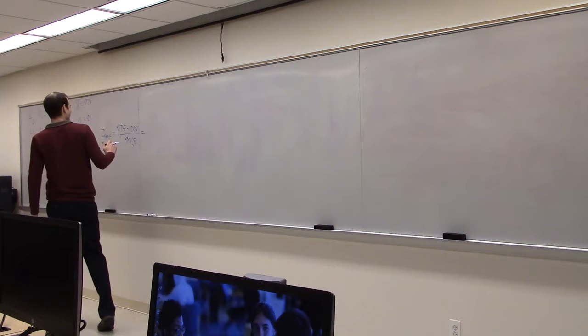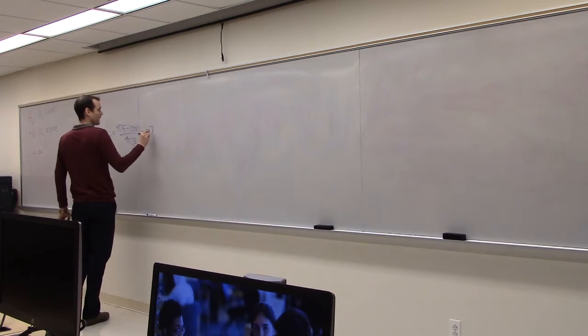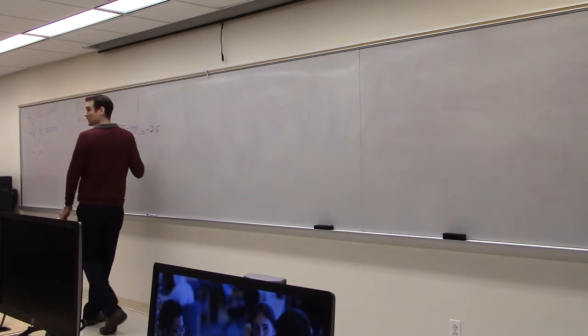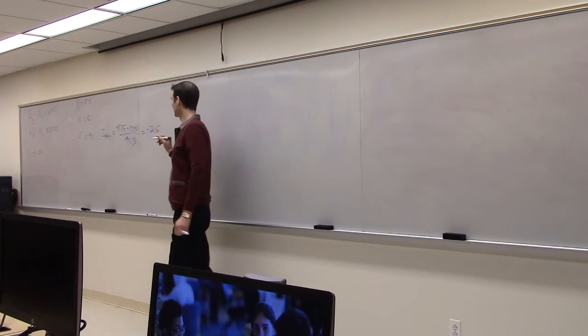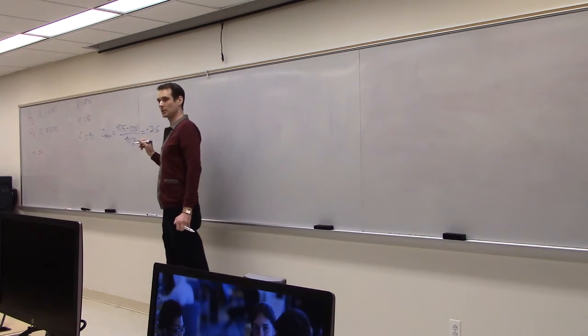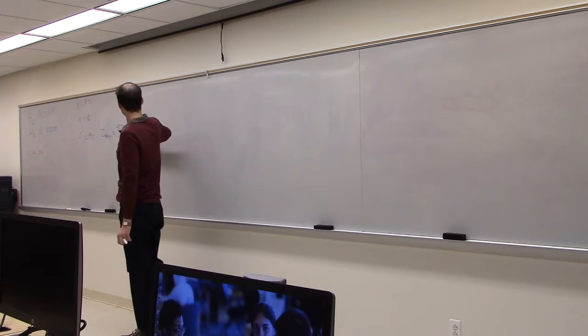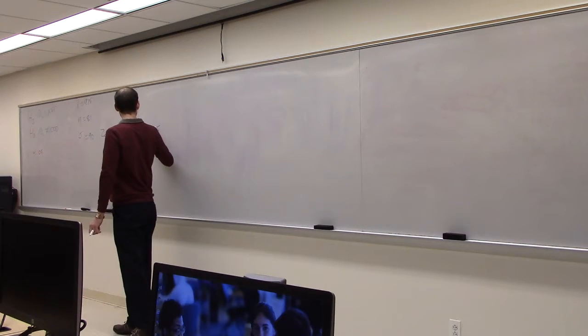So you get negative 2.5. Negative 2.5, yeah. Alright, so we've got a z-stat of negative 2.5.